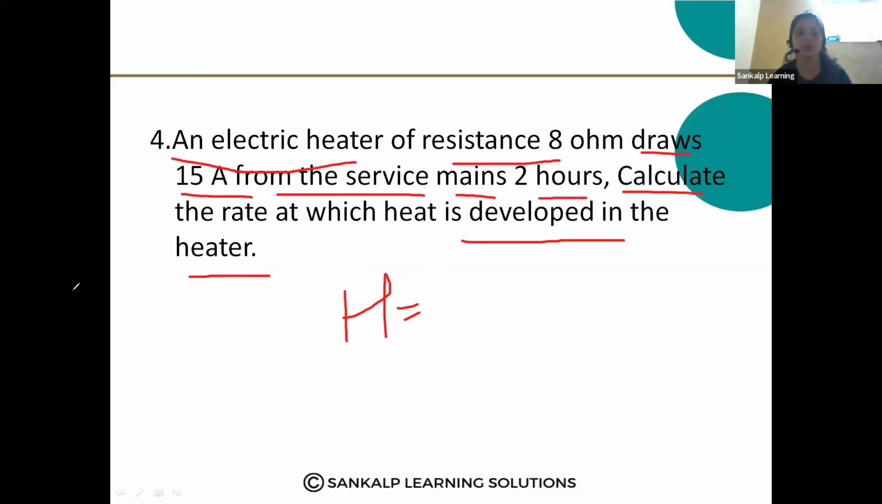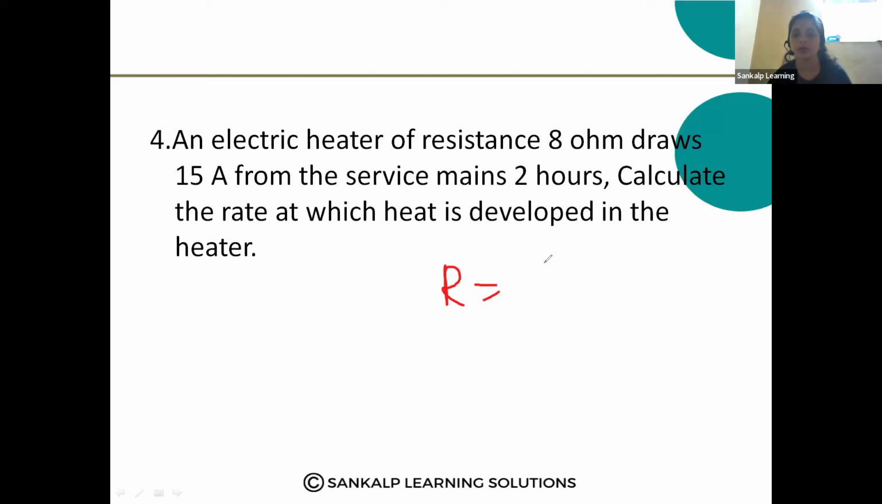Here what are all the data given here? Just note down. Heater of resistance R is equal to how many ohms? 8 ohms. Then I is equal to 15 ampere. Then time they had given, T is equal to 2 hours. Then what you have to calculate? You have to calculate how much heat is developed in that heater.